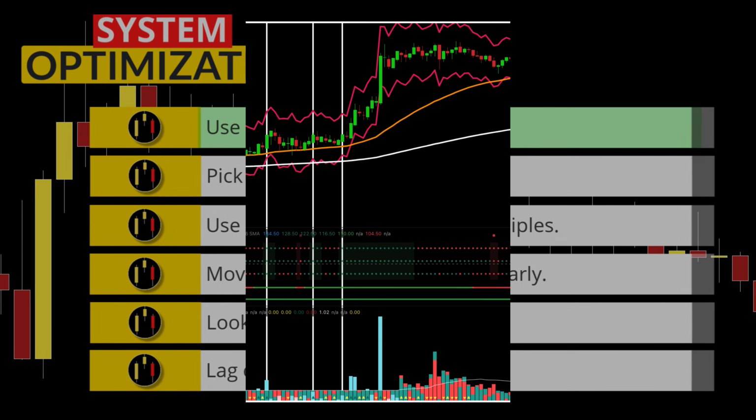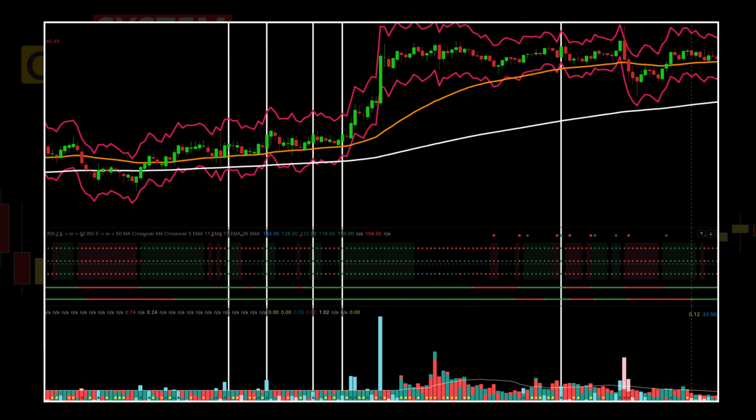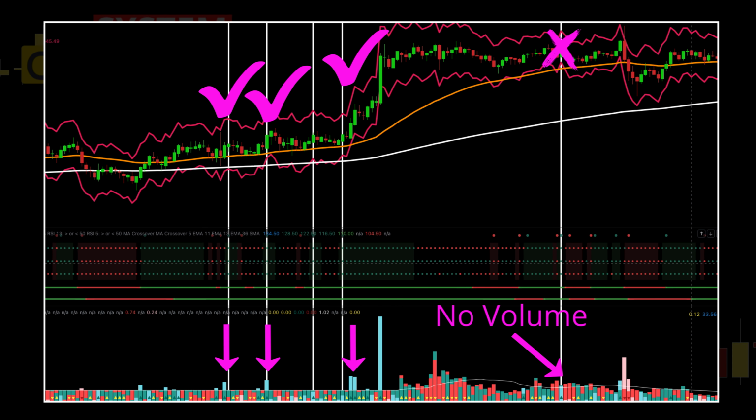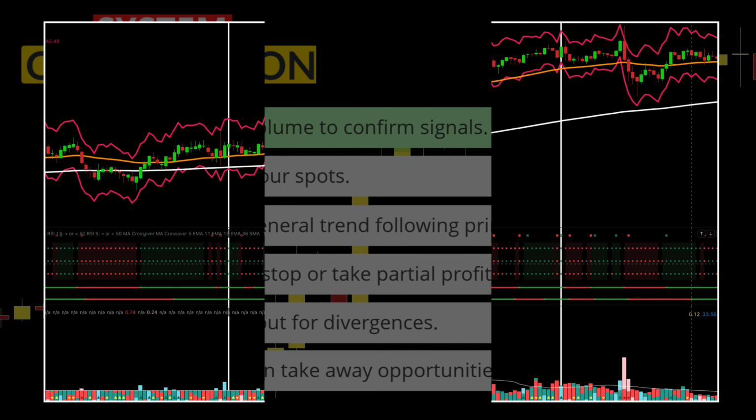First, like I have pointed out before, using volume to confirm signals can be very helpful. Here we can see the volume pressure analysis indicator that confirms 3 valid signals and filters out a losing position.